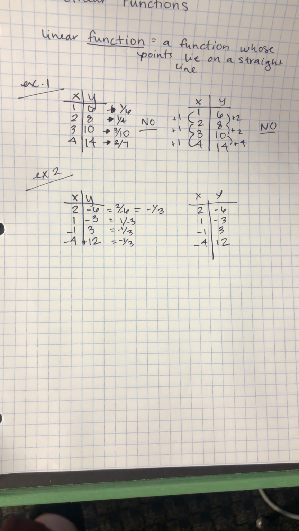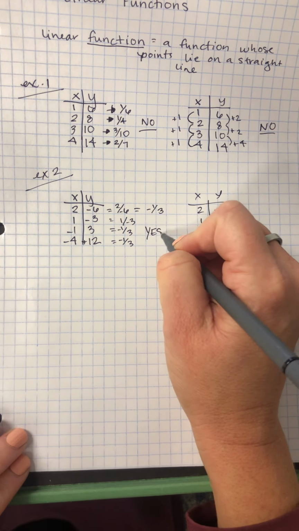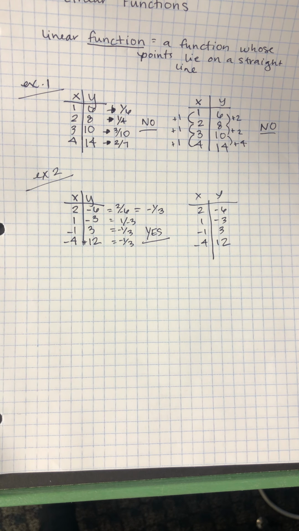So it would be yes, right? So this is yes. These were all the same, so this is going to make a straight line. That's what yes means. It's going to make a straight line, okay? Does it matter if they're negatives or positives? It doesn't matter, but they all have to be the same in order for it to be yes. It doesn't matter if there's negatives or positives.